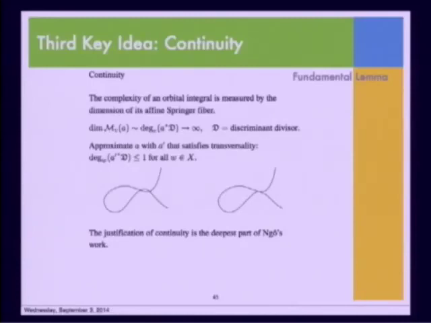And so the justification of this continuity principle is the deepest part of his work, but in the end, he only has to calculate very simple orbital integrals. So he does very, very simple calculations, and then he shows that these identities hold on an open set of the set of parameters, and then by continuity, they have to hold in general. So no hard, direct calculations of orbital integrals are involved.